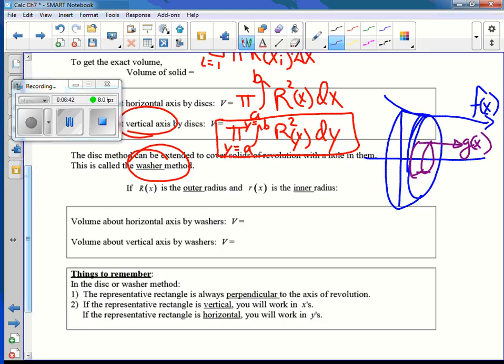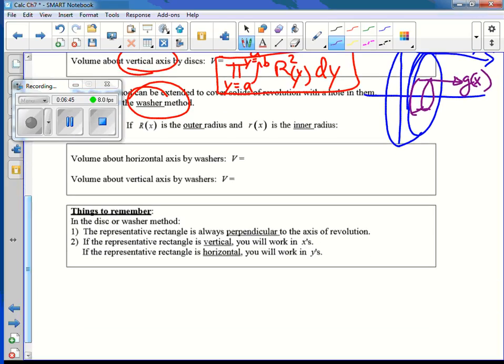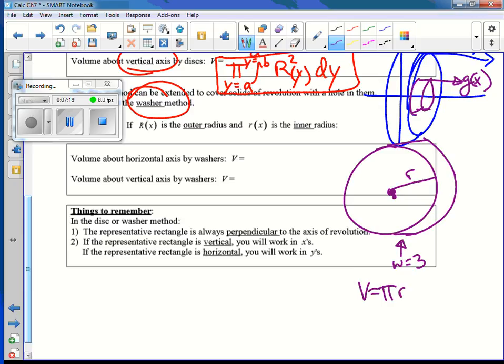Before I go into the formula, I'm going to use some basic concept. When you were in geometry and you wanted to find the volume using basic equations, you would have a circle, and let's say its width was 3. And it had a certain radius. And so if you wanted the volume of the cylinder, you would do pi r squared times the width, or the height, which is 3.